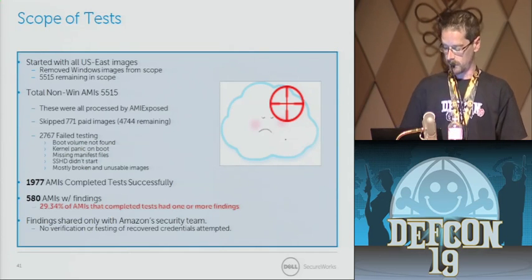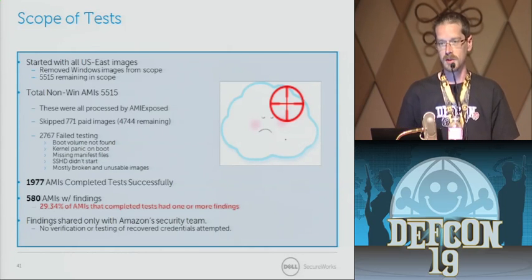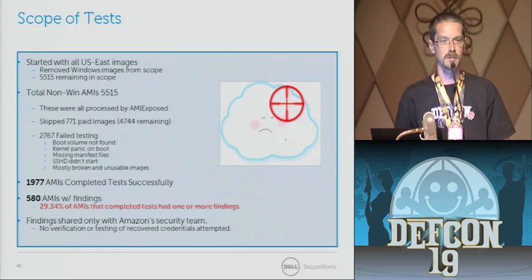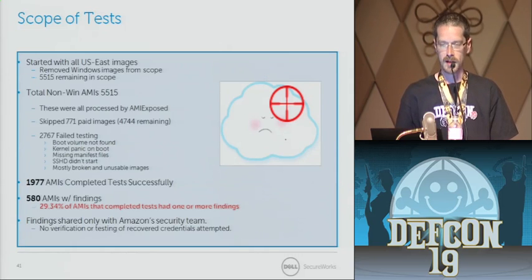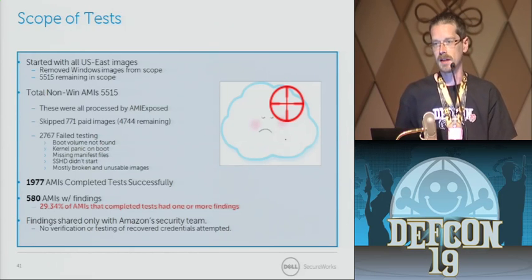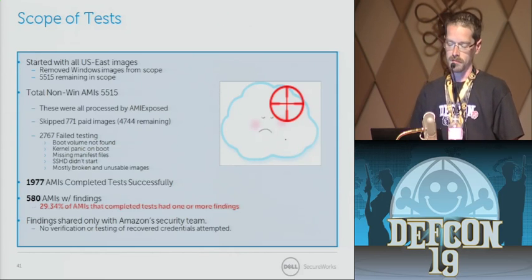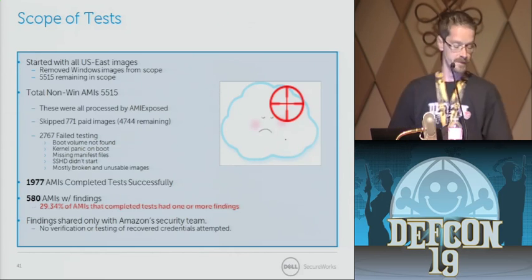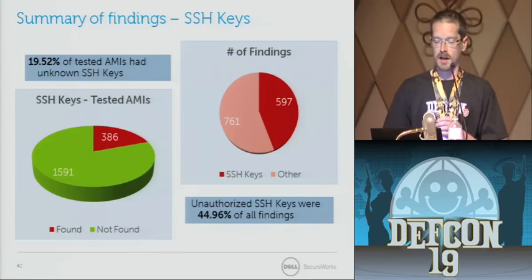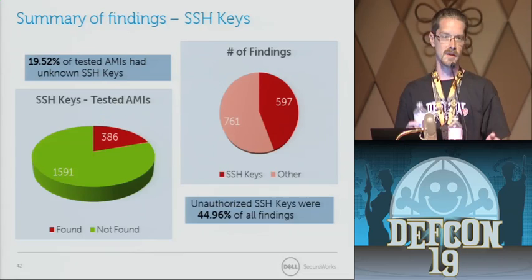And Amazon's been responsive about trying to contact the image owners and the users if it's applicable, and make everyone aware and remove images if necessary, et cetera. So I really want to applaud Amazon's security team. They take this threat seriously, and they've been tremendously cooperative with us. So the largest finding was the problem of SSH authorized keys.